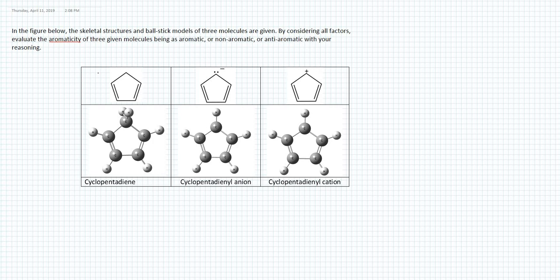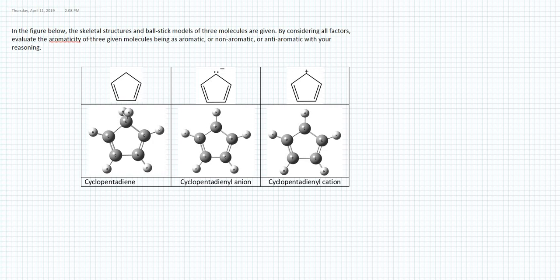Hi, in this tutorial we are going to solve a question related to aromaticity. The question asks, in the figure below, the skeletal structures and ball stick models of three molecules are given. By considering all factors, evaluate the aromaticity of three given molecules, being as aromatic or non-aromatic or anti-aromatic with your reasoning. Let's start solving the question.